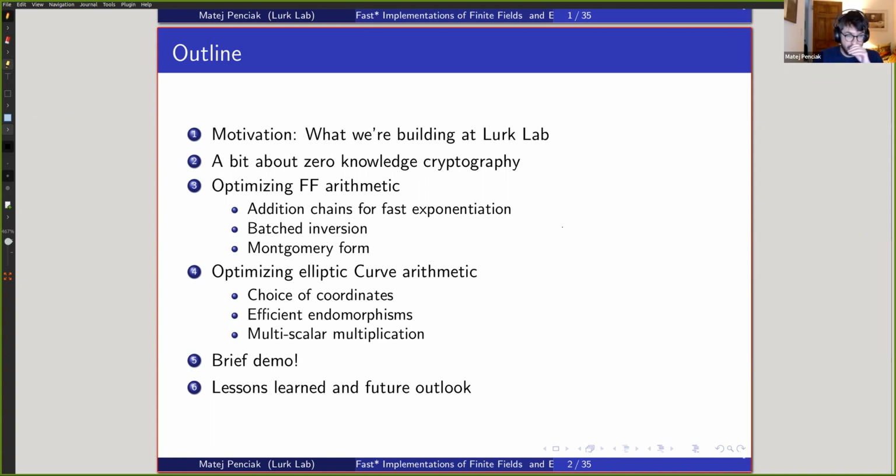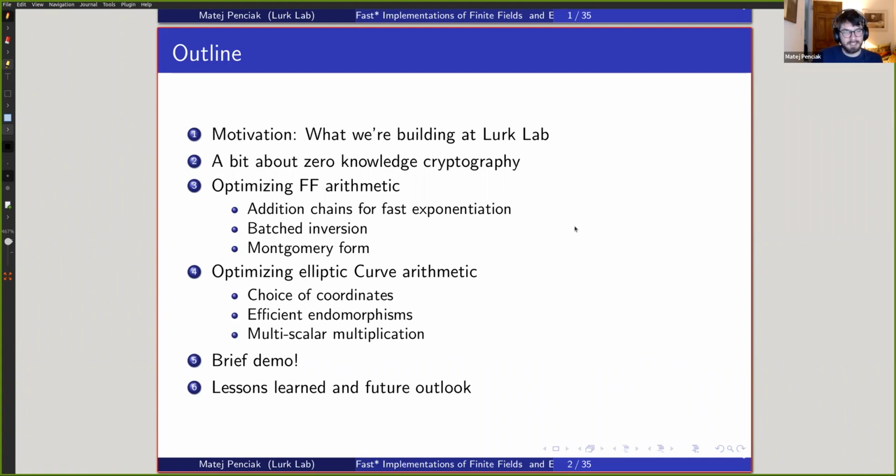And then at the end, I want to finish with a brief demo just to show off how easy it is to use all of the tools that we've been building. And then finally, some lessons learned and future outlooks for all of this work. Also, if you have any questions, stop me along the way. I like answering questions. I feel like talks make a lot more sense when people are interrupting and asking questions.